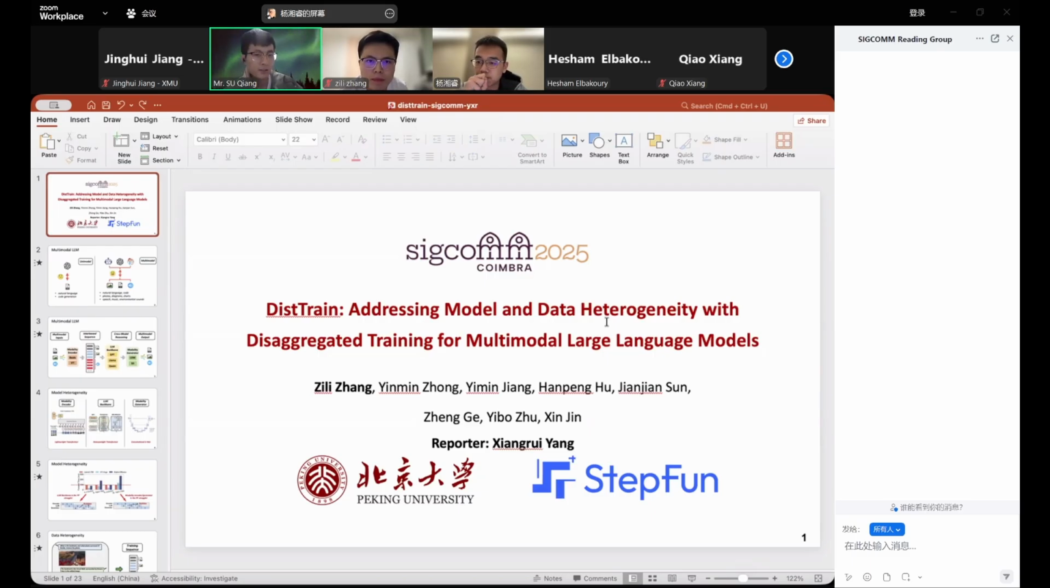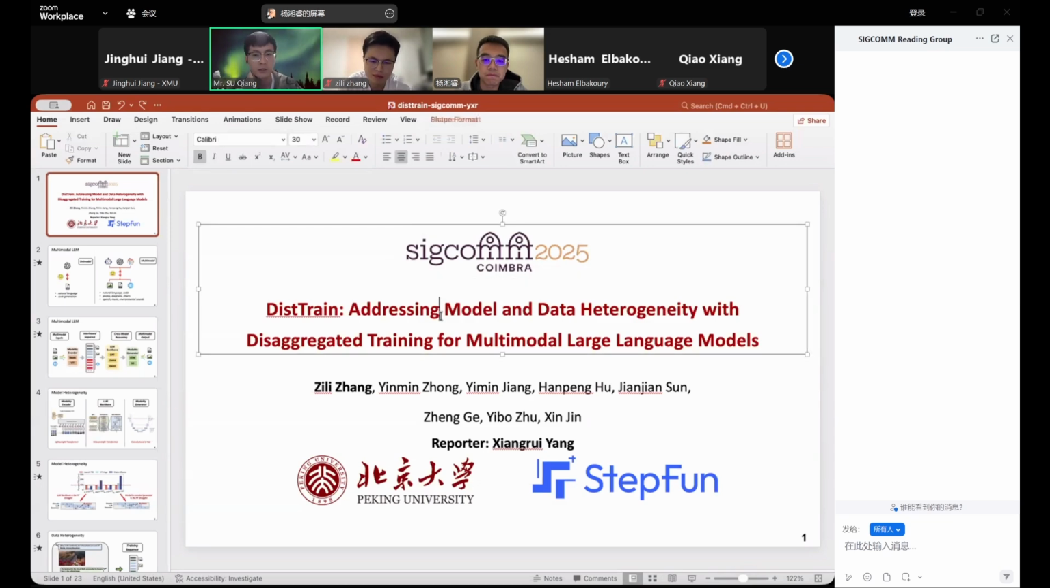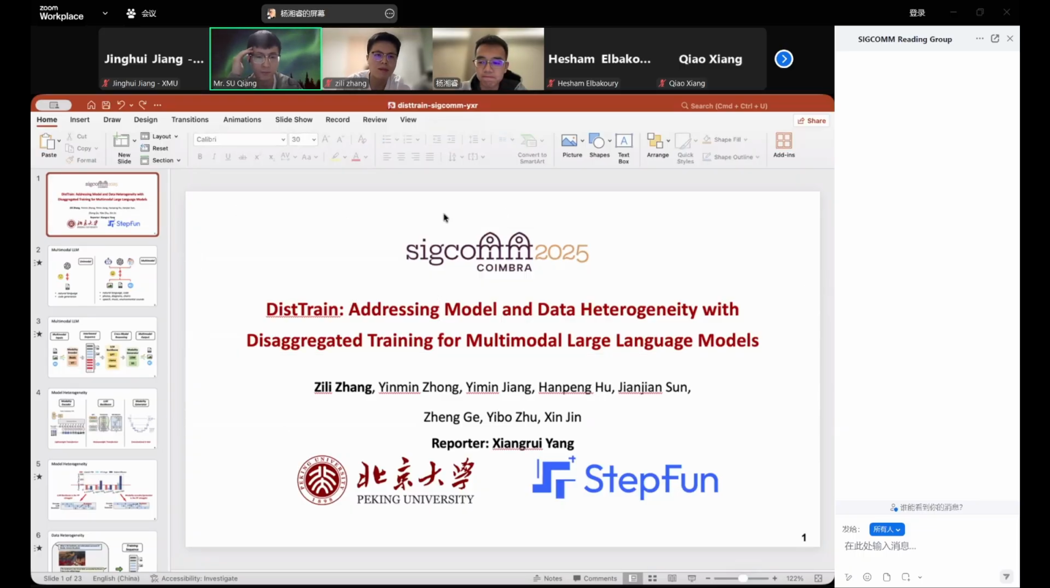In past sessions, we have talked about some really great work from SIGCOMM, such as high-performance packet classification frameworks and enhancing RDMA reliability for lossy network. So today we are very happy to dive into an important and interesting topic, LLM training optimization, with a special perspective of multimodal natural language models. We will be looking at a great paper titled DistTrain, addressing model and data heterogeneity with disaggregated training for multimodal natural language models, which was published in SIGCOMM this year.